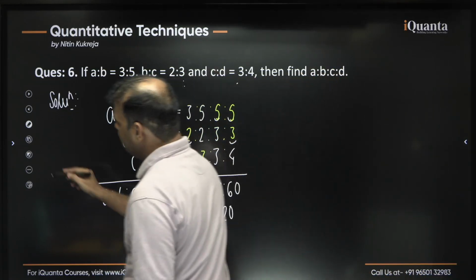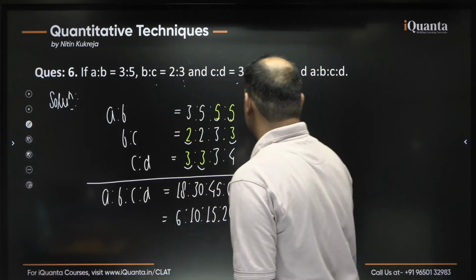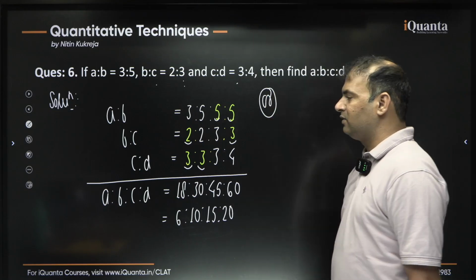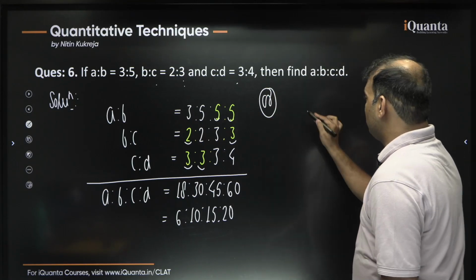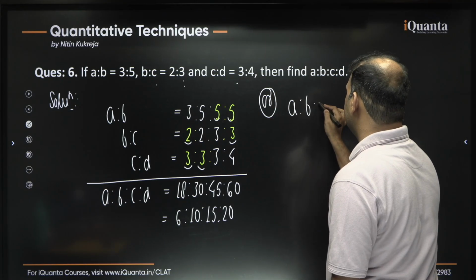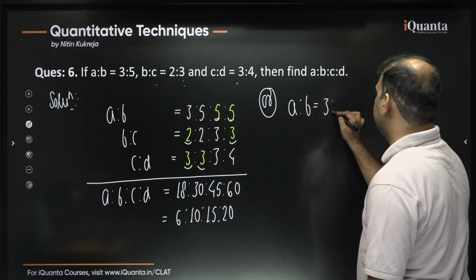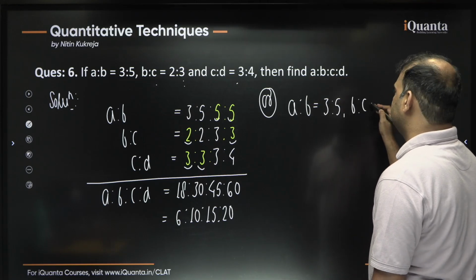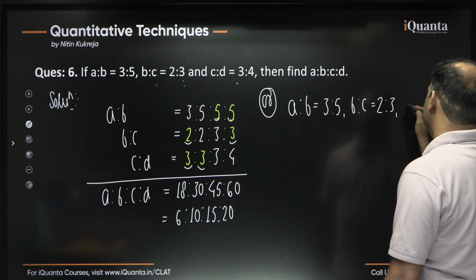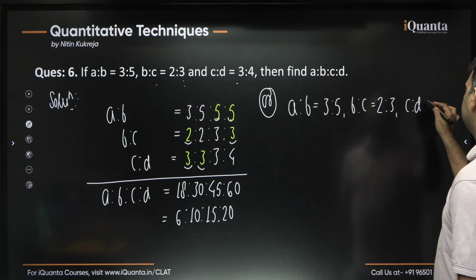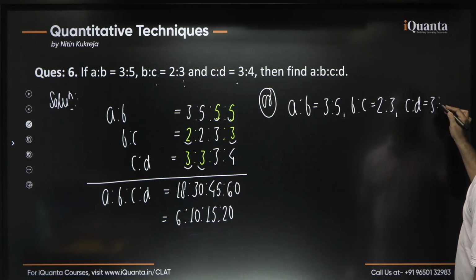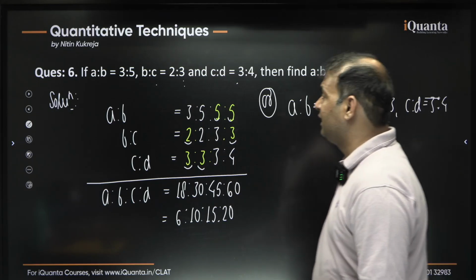Okay, moving ahead. Now, I would like to tell you the second method, which is more about the concepts, right? Okay, let's write all the ratios one by one. A is to B is 3 is to 5, B is to C is 2 is to 3, and in the end, C is to D is how much? That is 3 is to 4. All right. So first thing, by the help of A is to B and B is to C, we'll try to find A is to B is to C.